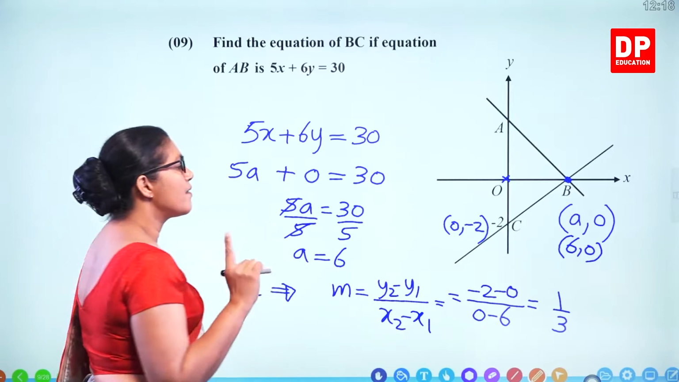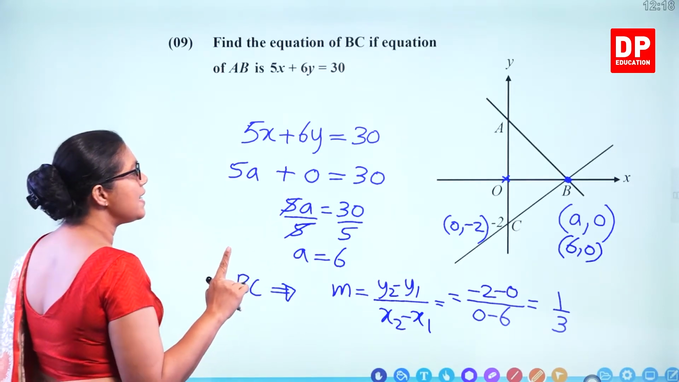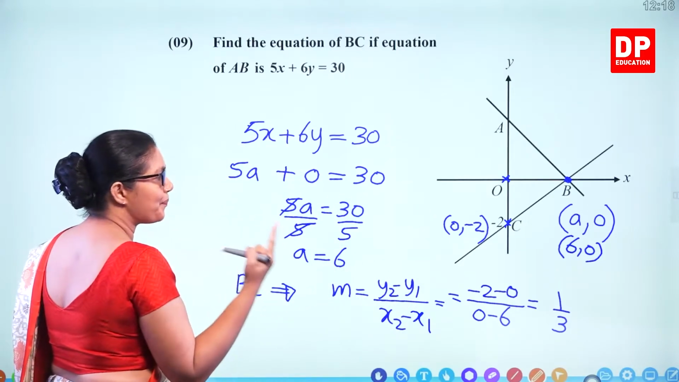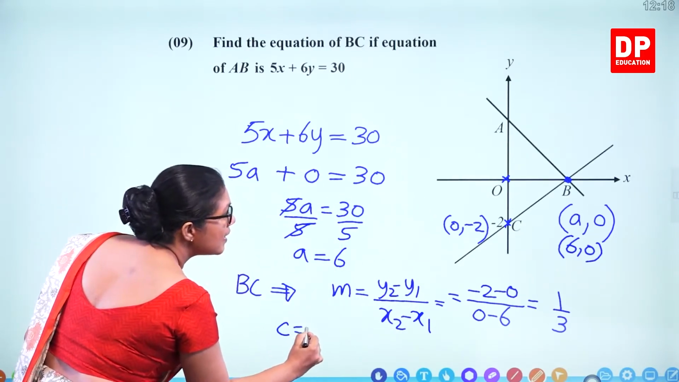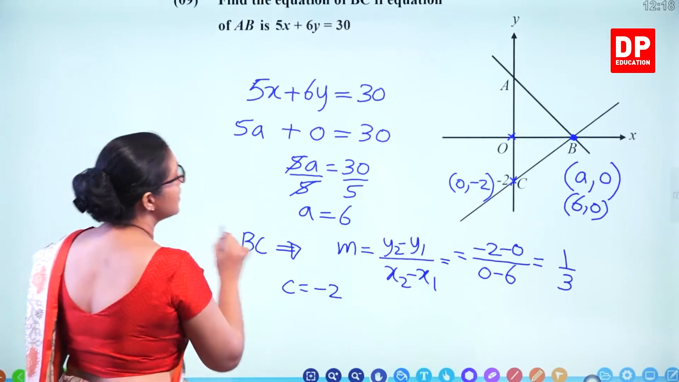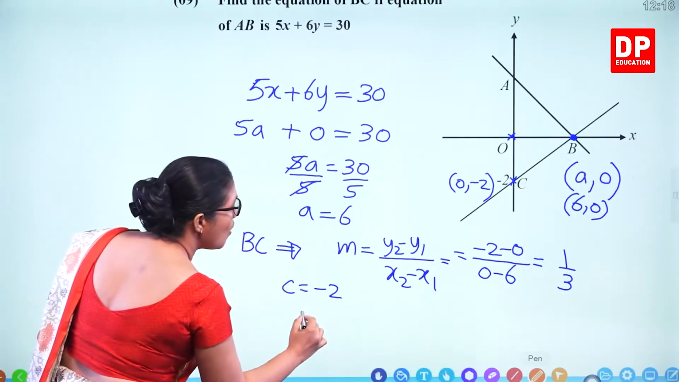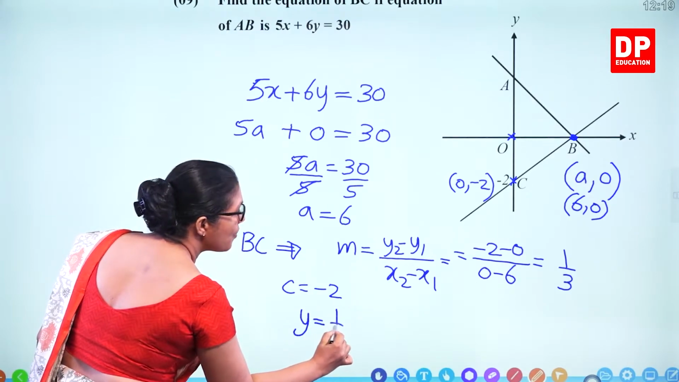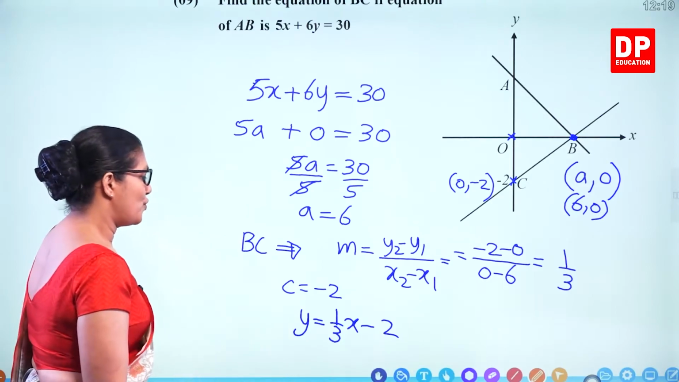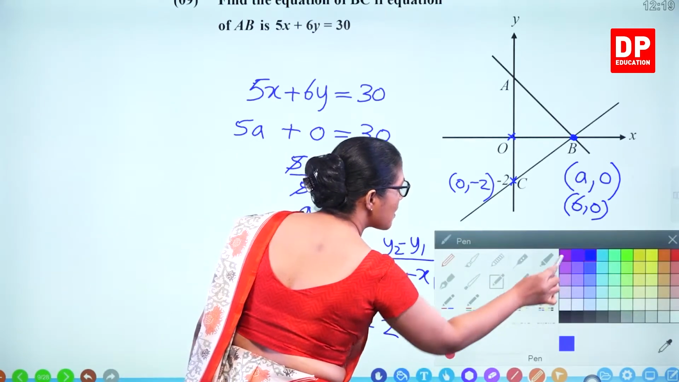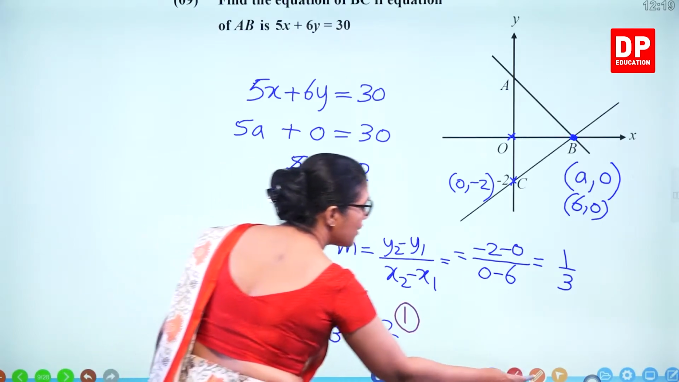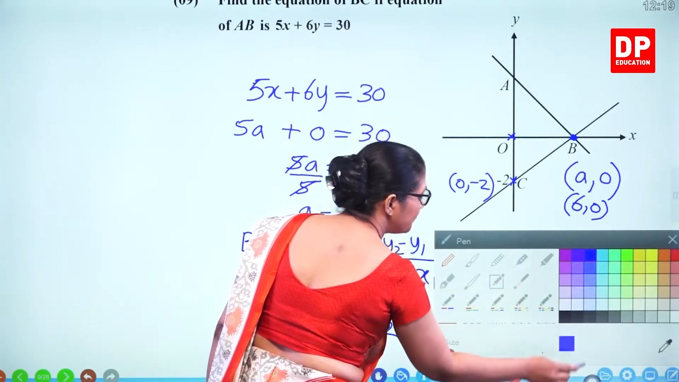That's the gradient. We know the gradient, and this is the y-intercept of the BC line, so c equals minus 2. So what's the equation? The equation is y equals 1/3 x minus 2. So you get 2 marks, 1 mark for the correct gradient and 1 mark for the y-intercept.